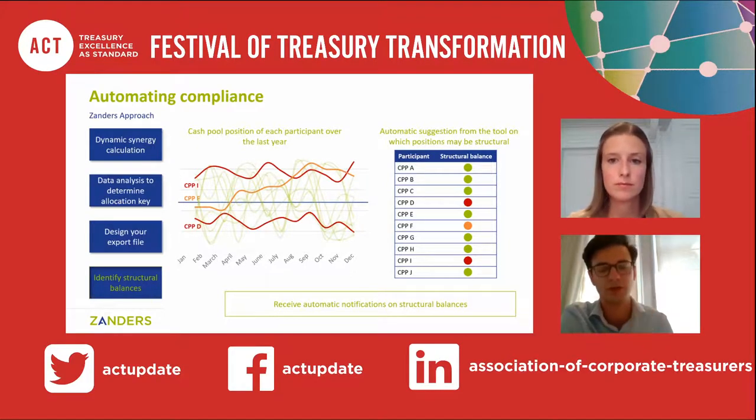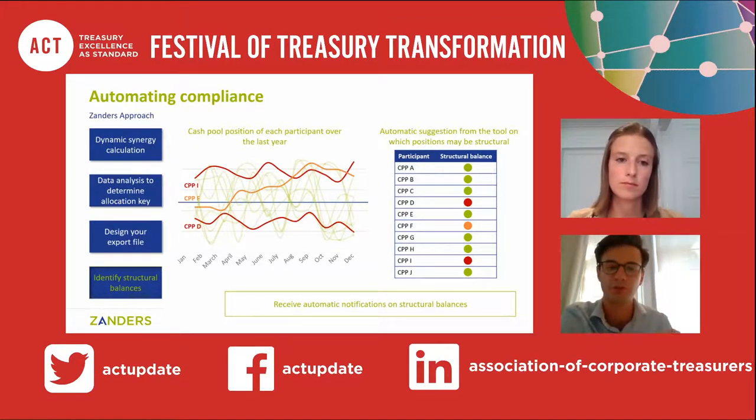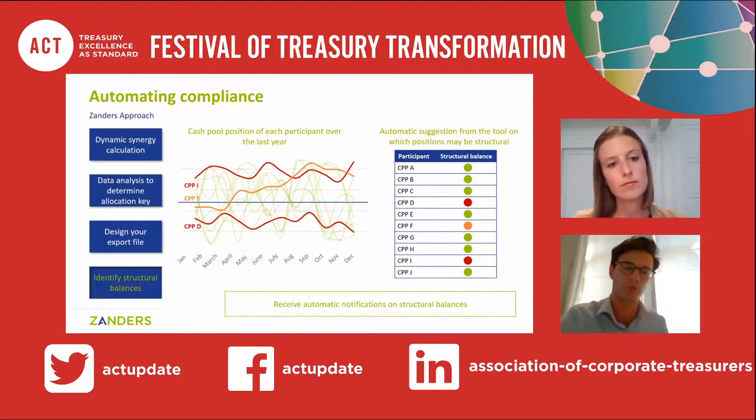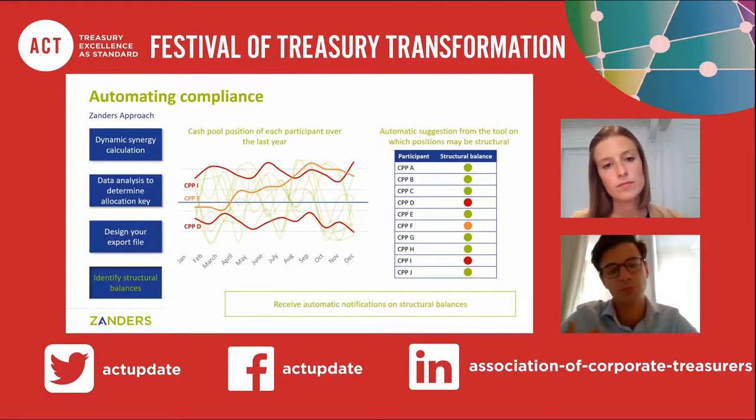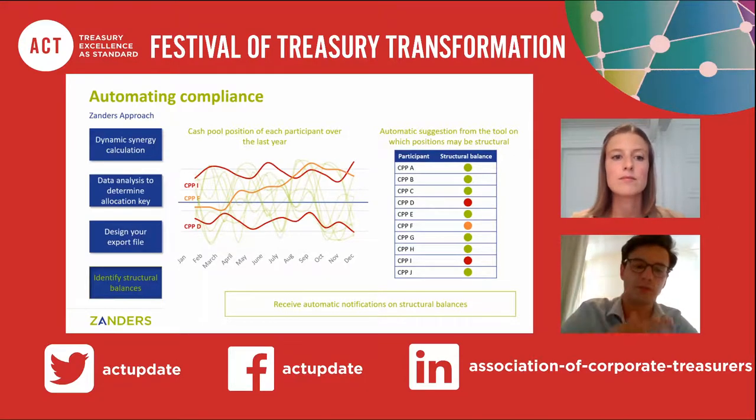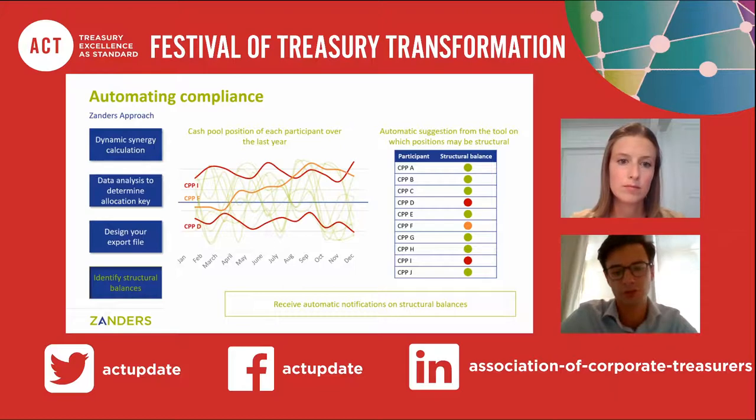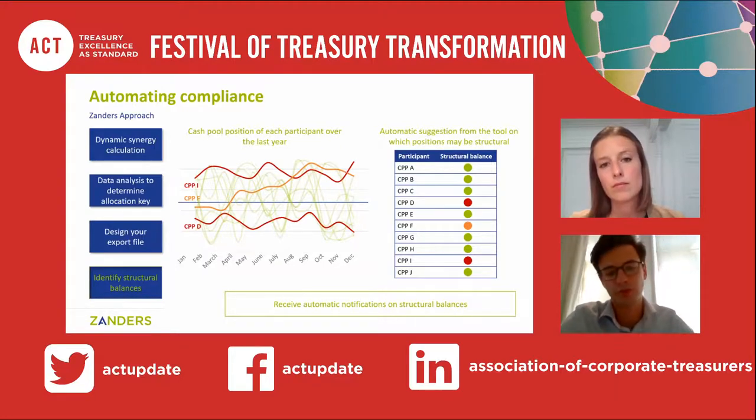And so here, as an example, you see the different cash pool participants. Most of them are fine, but if you look at a year's time horizon, then you'll see some being structurally positive, structurally negative, and cash pool participant F in this example is becoming structural. So here it's quite easy to create a useful dashboard that automatically detects when a position becomes structural.